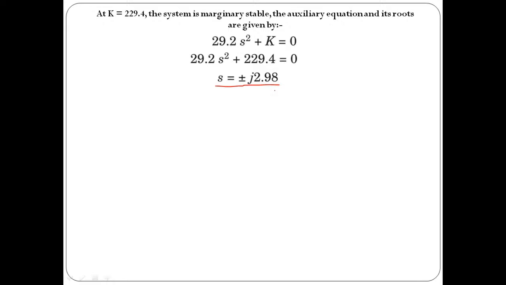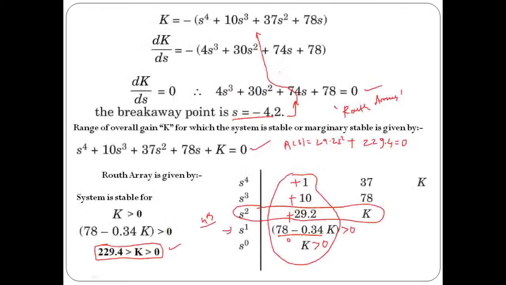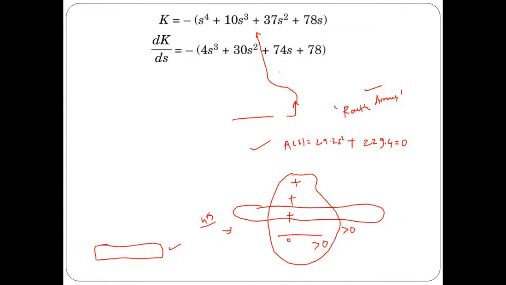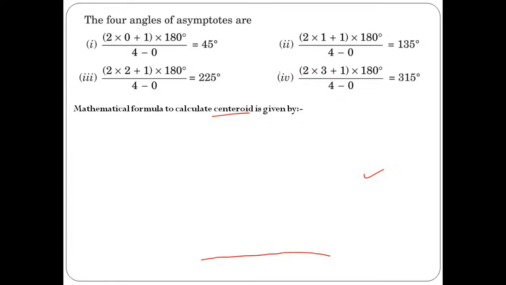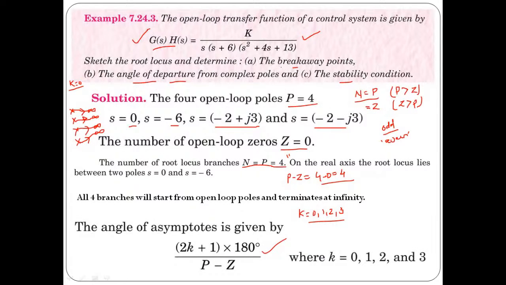the root locus of this particular system is going to cut the imaginary axis, and the value of k corresponding to this is going to be 229.4. This is very important. So if you refer to the statement of the numerical, here our objective is to calculate the value of the breakaway point, and we came to know that the valid breakaway point is minus 4.2, and then we need to make a comment on system stability.